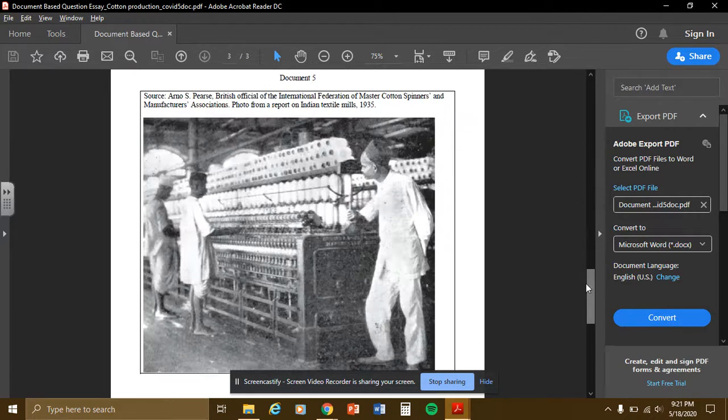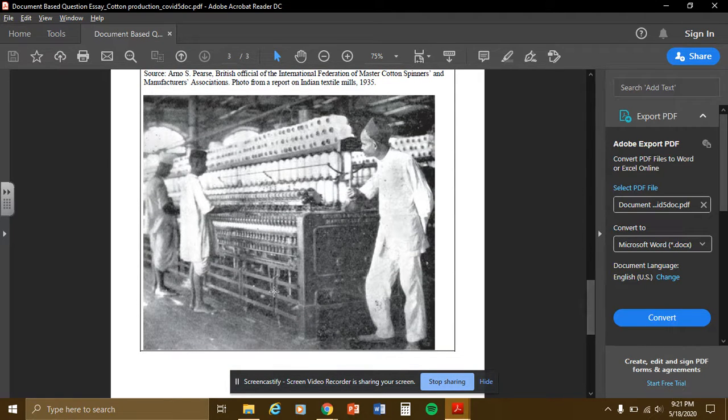And document 5, the last one, is a picture. And in the picture, what you can see here, this is a spinning machine for spinning yarn. You see the little yarn bobbins there. And it's being operated by a pair of Indian men with another Indian man who seems to, I would assume, be an overseer of some description, considering these men are barefoot and he seems to have shoes. So my guess is he's either the owner or a factory floor supervisor of some description.